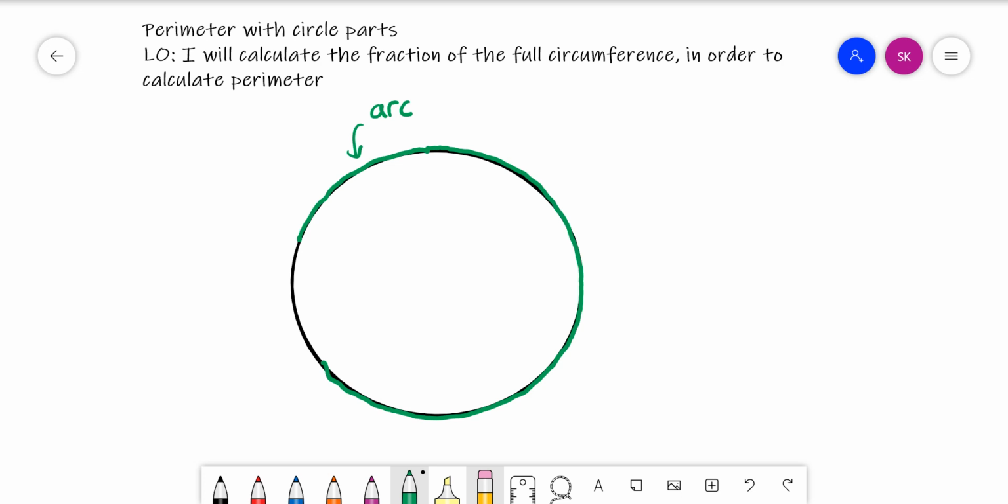So make sure you've written that down. Go and add it to the diagram that you drew a couple of lessons ago. An arc is a part of the circumference. It's going to be important for today's lesson.